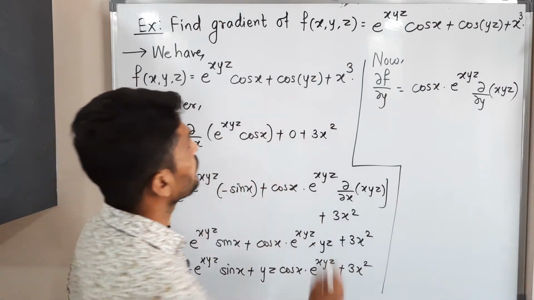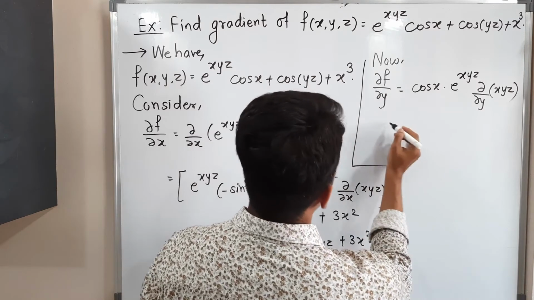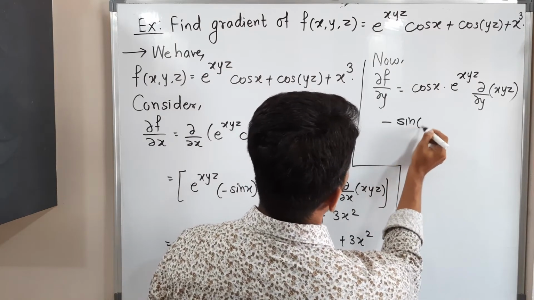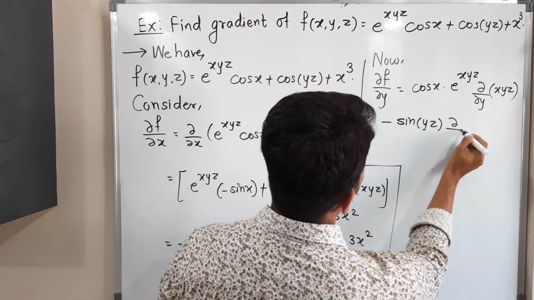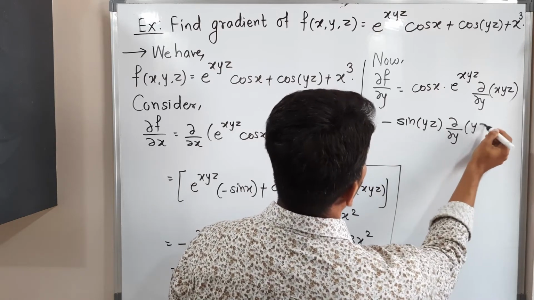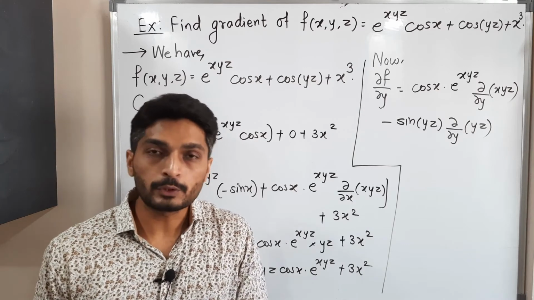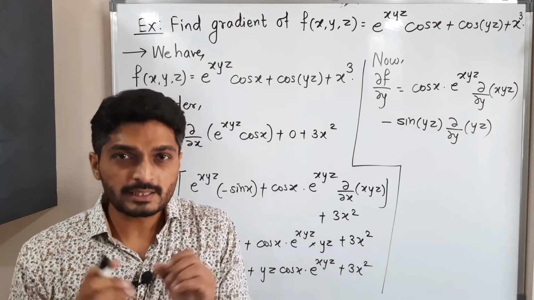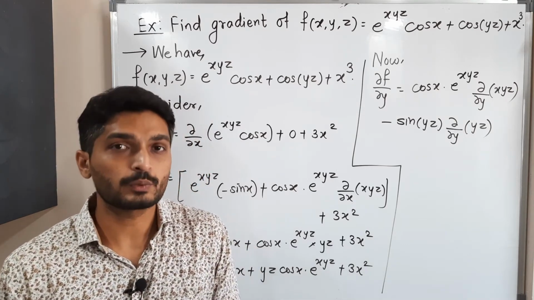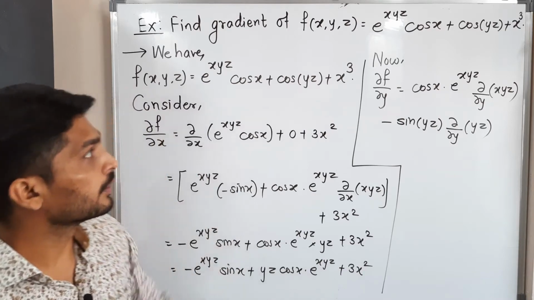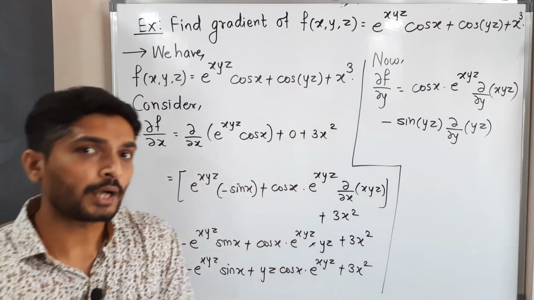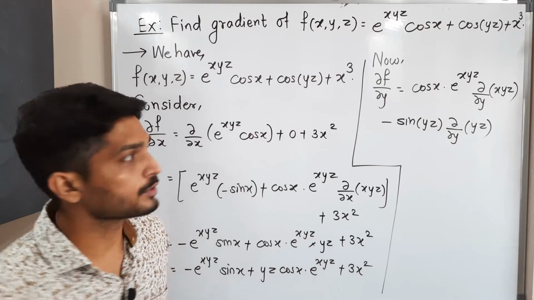Here y is there, so it's a function. What is the derivative of cos? It is minus sin yz, but again we need the derivative of that bracket yz. If there were y only, then there would be no need to take one more derivative. But it is different, so we need to take one more derivative. What is the derivative of the last one? y is not there, so it's a constant. The derivative of a constant is 0.